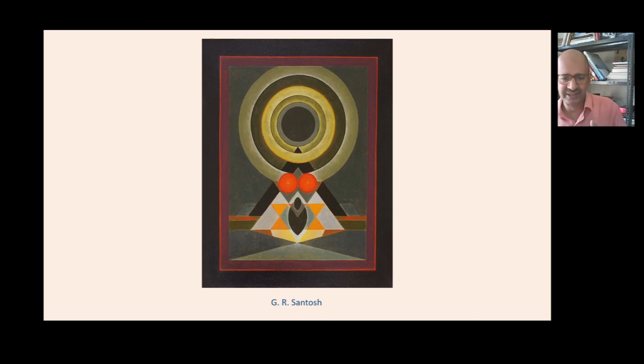And somebody like J.R. Santosh, almost like the way Raza from Bombay Progressive Group located Bindu as his most important symbol to develop his modern art, J.R. Santosh similarly was looking at the possibilities of tantric symbolism to develop his own modern art.